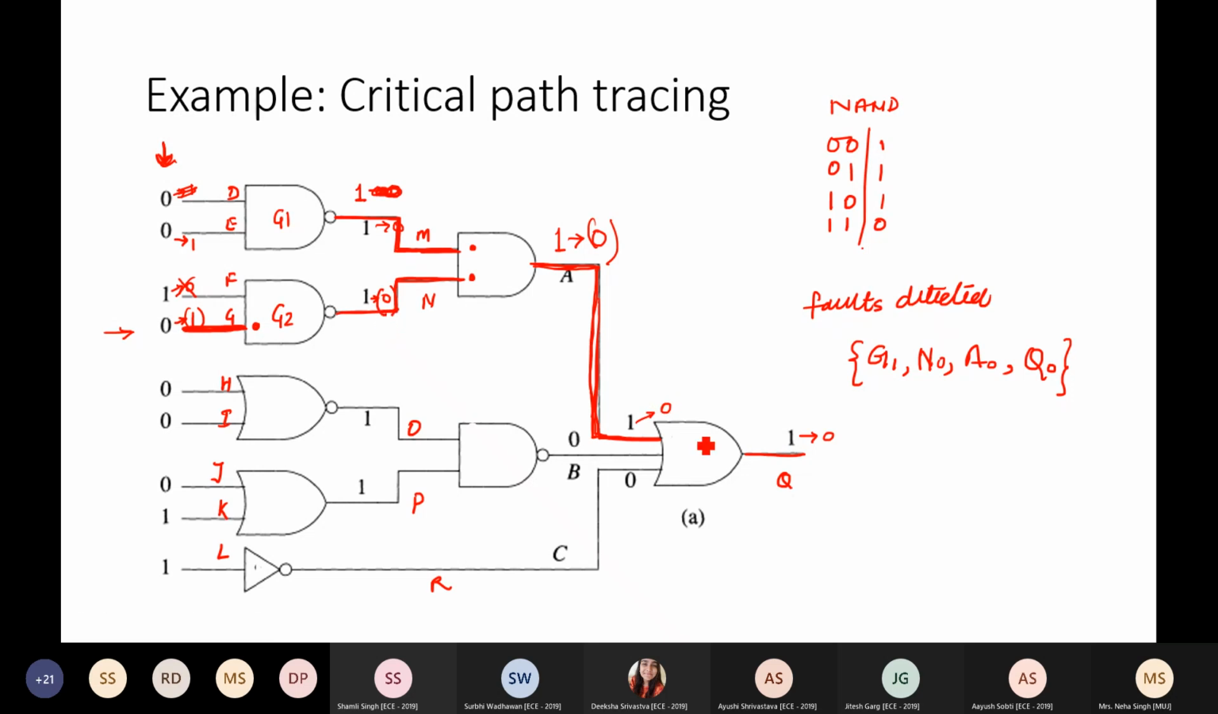If my circuit has more than one output, अगर मेरे circuit में more than one output है, then I will have multiple critical paths. ठीक? This is yet another way for analyzing the circuit. Any problem in any of the simulation and the critical path tracing?